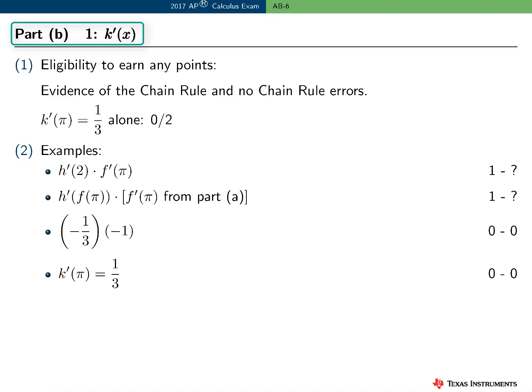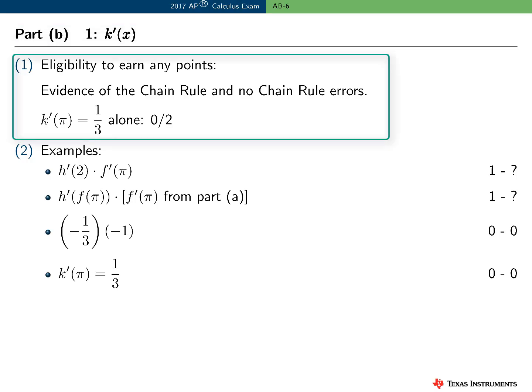Part B was worth 2 points, and the first point was for finding a correct expression for k prime of x. There was also an eligibility requirement in this part. The student had to present evidence of the chain rule and have no chain rule errors in order to receive any points. If a student presented a bald answer, k prime of pi is equal to 1/3, they earned 0 out of the 2 points.